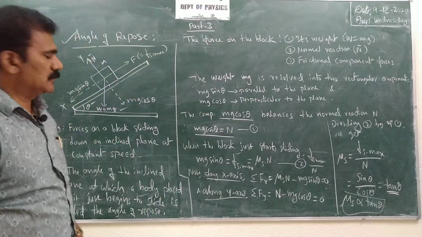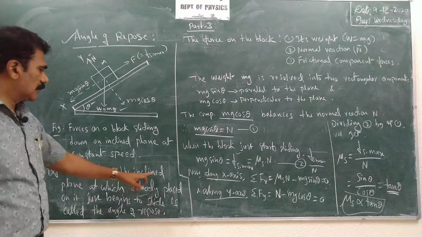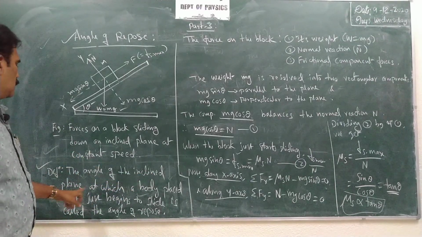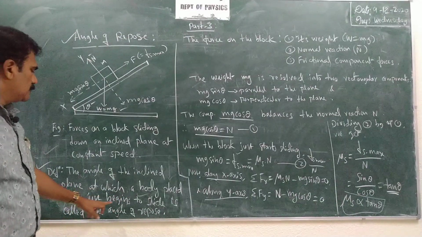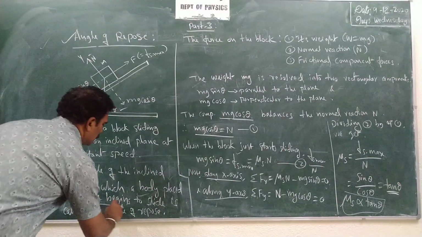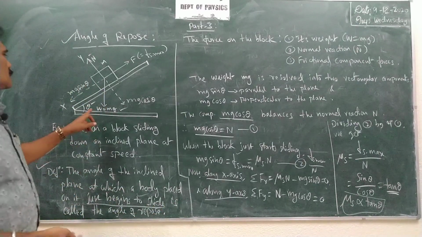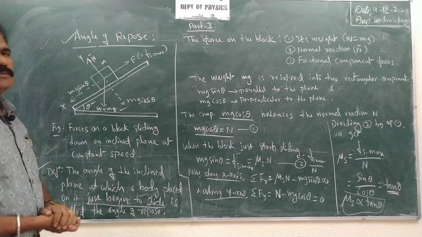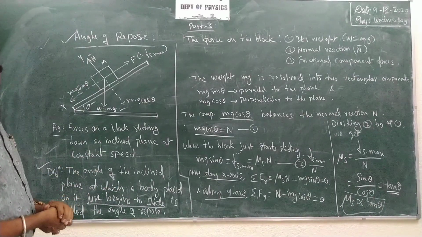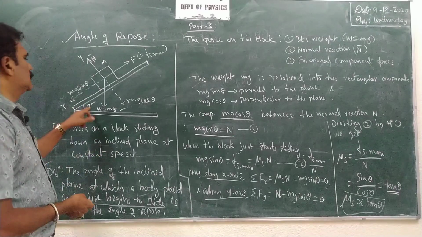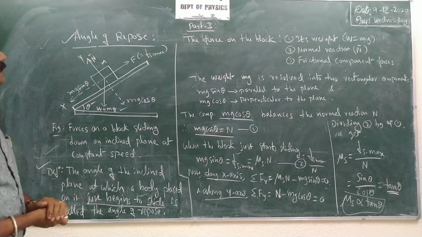What is the angle of repose? Once again, you see the definition mentioned here. The angle of the inclined plane at which a body placed on it just begins to slide. You have to understand that it just begins to slide is called the angle of repose. So theta is now called the angle of repose. In that condition, the static friction mu s is equal to the tangent of that theta. That is what you can prove in this discussion.